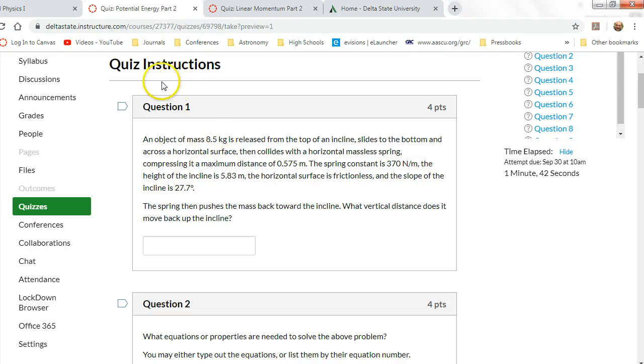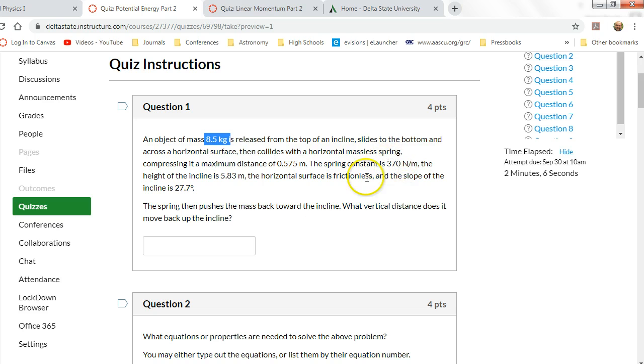Okay, so let's talk about problem one of the potential energy part two. We have this mass that's at the top of an incline. It's released, which means it starts what? Starts at rest. It slides down to the bottom, across a horizontal surface, collides with a horizontal massless spring, compresses it to a maximum distance of 0.575 meters.